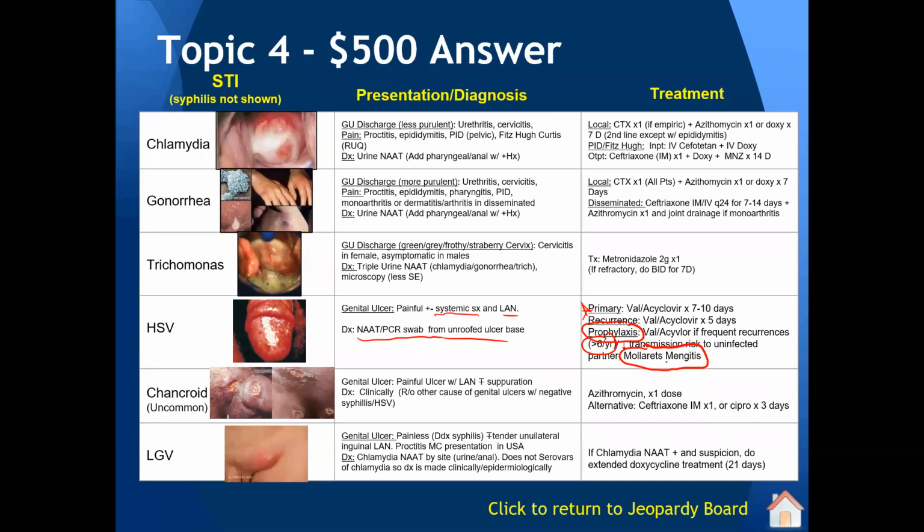And then you also might even think about putting them on HSV prophylaxis if they have Mollaret's meningitis, which is actually recurrent meningitis. So remember, think about HSV1 as encephalitis. HSV2 can cause recurrent meningitis. And it's going to be an aseptic meningitis, obviously, since it's viral.